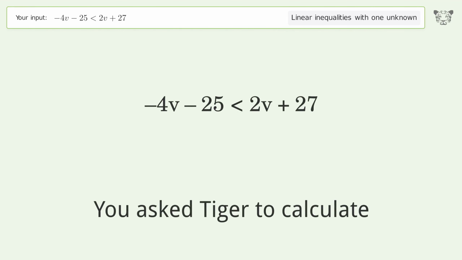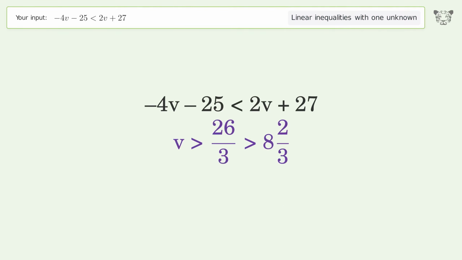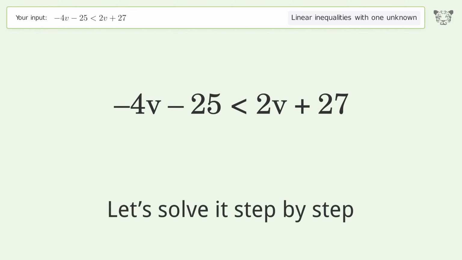You ask Tiger to calculate. This deals with linear inequalities with one unknown. The final result is v greater than -26/3 greater than -82/3. Let's solve it step by step.